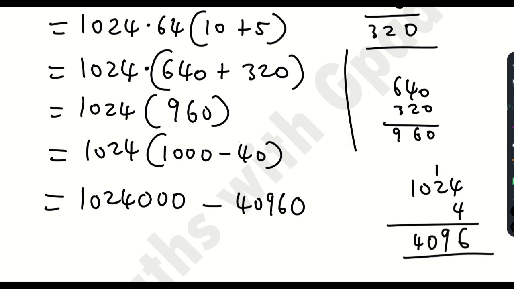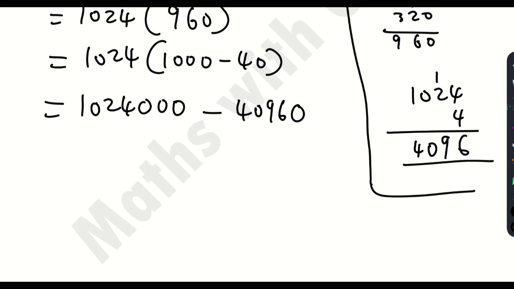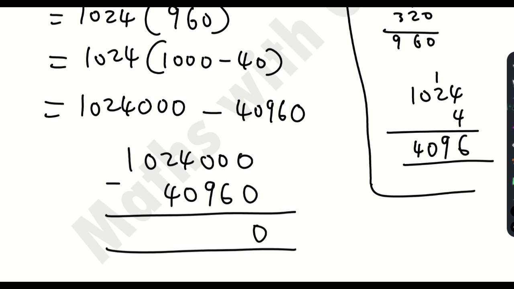So can't you see that it's easy now to subtract? Let me just subtract this number. That will be 1024000 minus 40960. Let's subtract this. 0 minus 0 is 0. We cannot do 0 minus 4, so I'll take from here. This is 3. Put it here. This is 10. This is now 9. This is 10. 10 minus 6 is 4.